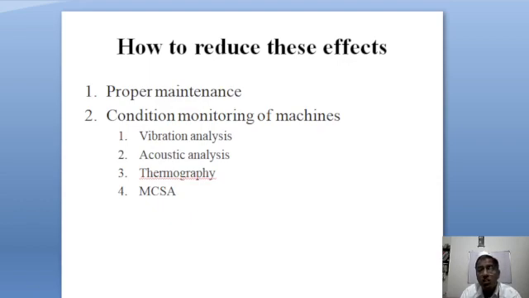Then proper condition monitoring of machines. As I said, the precision machines have to be monitored continuously. You may use vibration analysis, acoustic analysis, thermography, or motor current signature analysis, that is MCSA. So you can use modern condition monitoring techniques for monitoring the working of precision machines, and by using a proper maintenance chart and proper condition monitoring techniques, you can actually reduce the effect of machine faults.